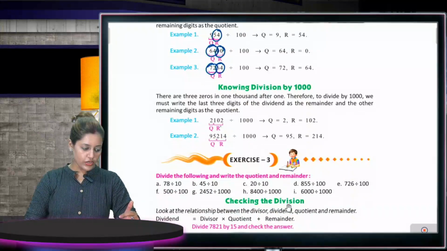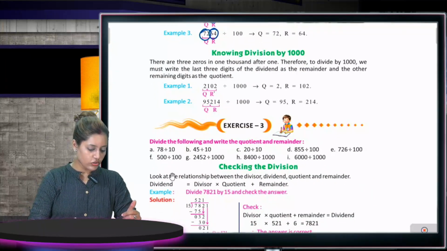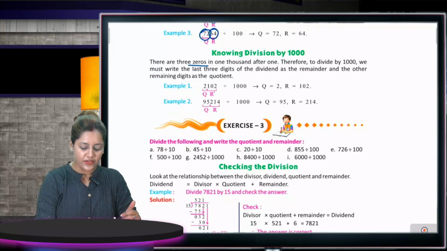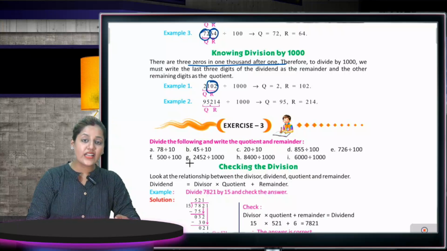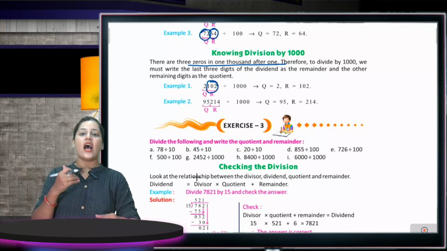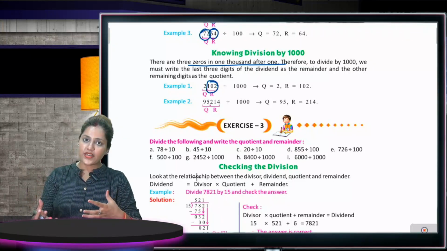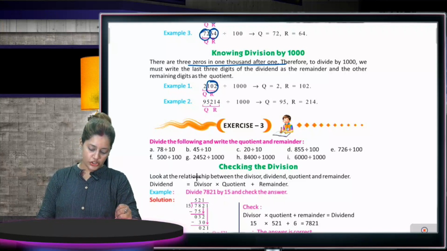Next is knowing division by 1000. So there are 3 zeros in 1000 after 1. Therefore, for 1000 you have to put the last 3 digits on the right side as a remainder and the left ones as a quotient.